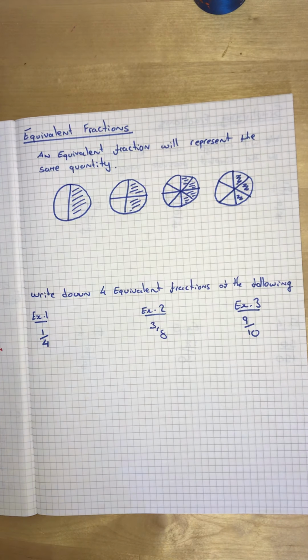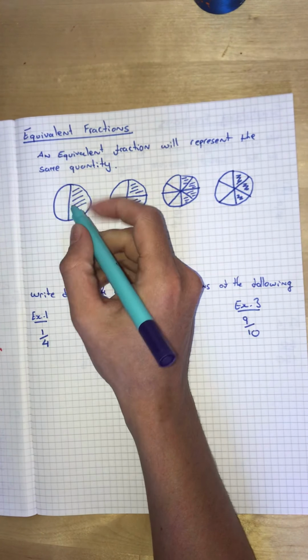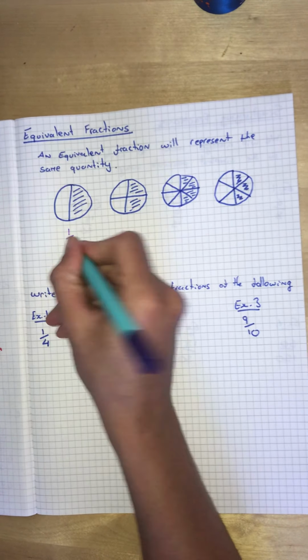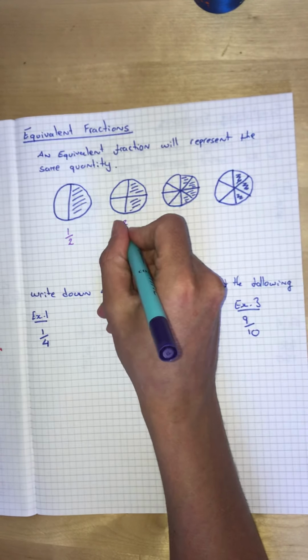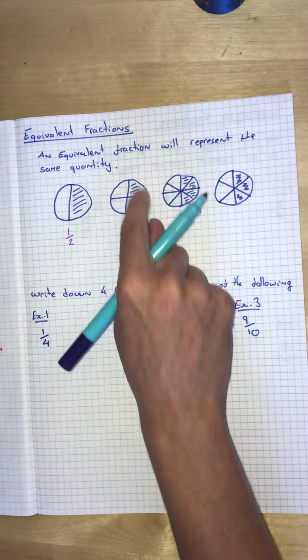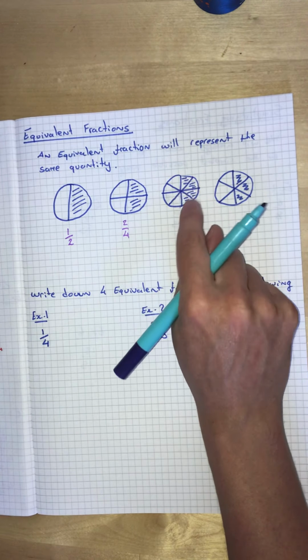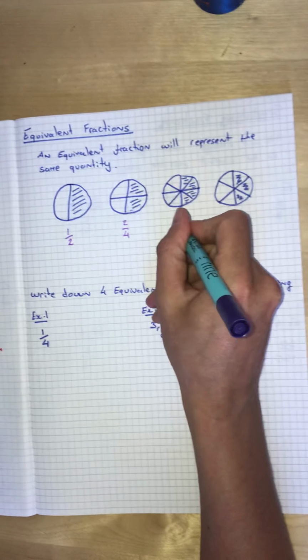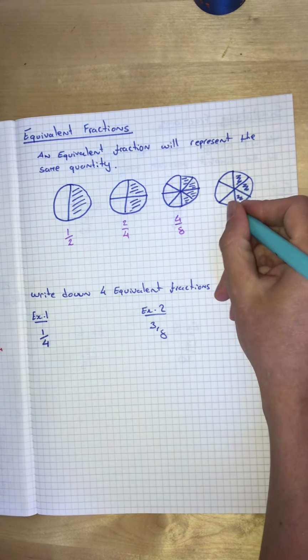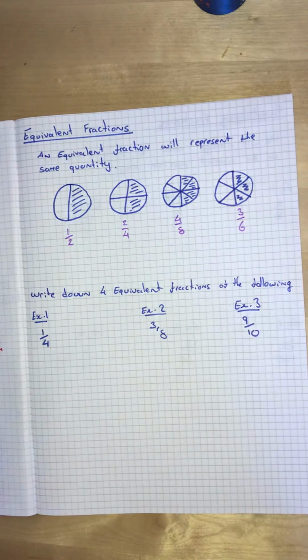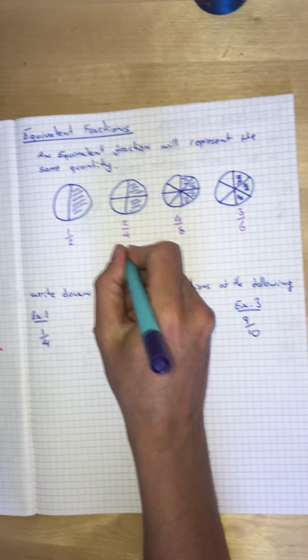However, it may look like they're different fractions, but because they're all shaded in at the same area, they are all equivalent. So if I was to write out this fraction, that is 1/2 of the pizza. This is 2/4 of the pizza because it's split into 4. This one's split into 8 and 4 shaded, so it's 4/8. And this one's split into 6, but 3 are shaded, so it's 3/6. And they are all equivalent fractions.